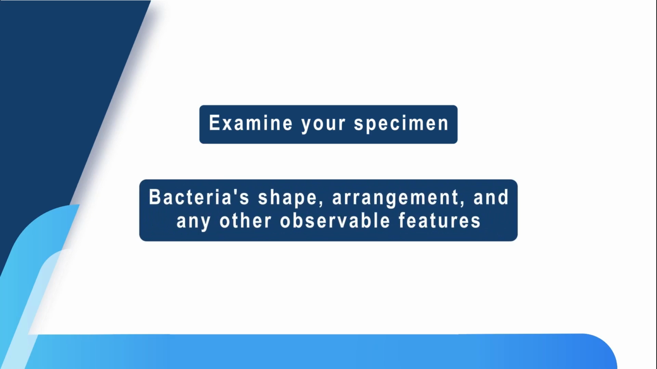During examination, attention should be given to the bacteria's shape, arrangement, and any other observable features. Detailed notes, sketches, or photographs can be taken to document the findings accurately. Maintaining a sterile environment throughout the process is crucial to prevent contamination and obtain reliable observations. Following the specific instructions provided with the microscope and adhering to proper laboratory practices ensure optimal results.